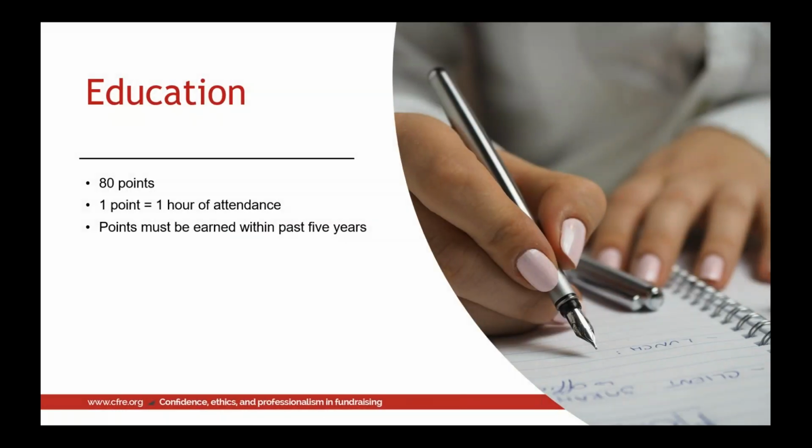Again, going back to education, this is going to be the first section in the application where you start to document your data. This is under step 2, enter qualifications, and education will be the first piece. Again, a total of 80 points is required, and you earn 1 point per hour of attendance. That's the standard ratio for everything you attend that's eligible for credit. Points, again, must have been earned within the past 5 years to qualify. Now, we'll go on to review some specific examples of what is eligible as education types and what's commonly used, as well as things that aren't eligible.